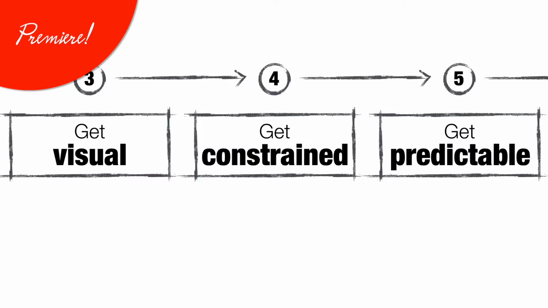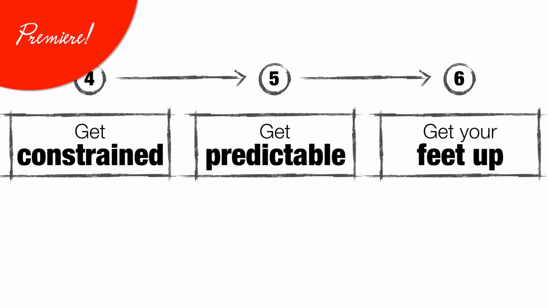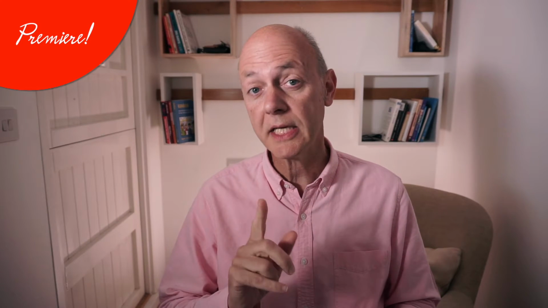Moving on once again to stage 5, get predictable. I used to have a management role, you know. I did. And I can tell you that the people upstairs, well, there's something that they value as much as speed of output.